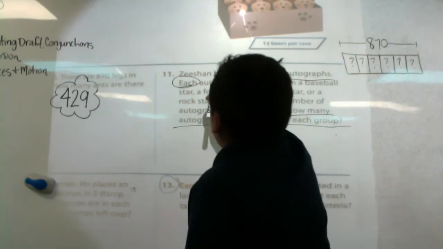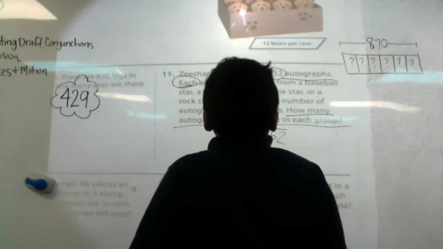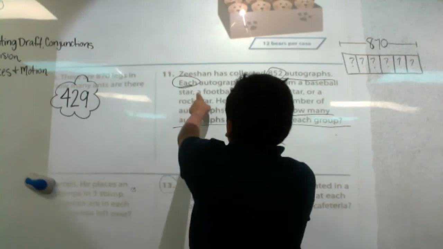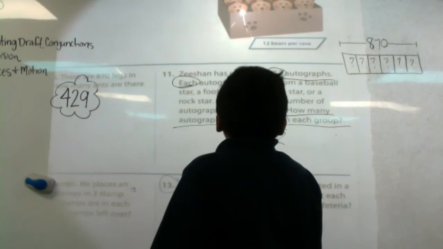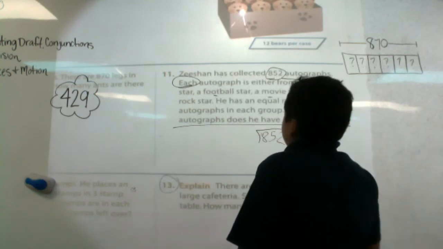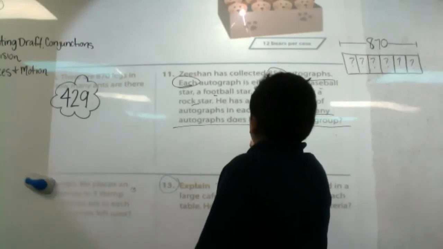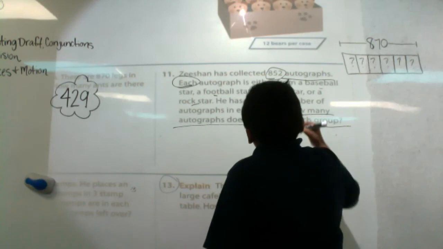It says football star. Okay, so all the different kind of stars. So you've got a baseball star, football star, movie star, or rock star. So we're dividing by 4, okay? That's where you get the 4 from.